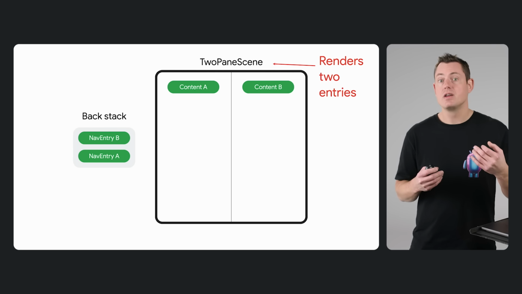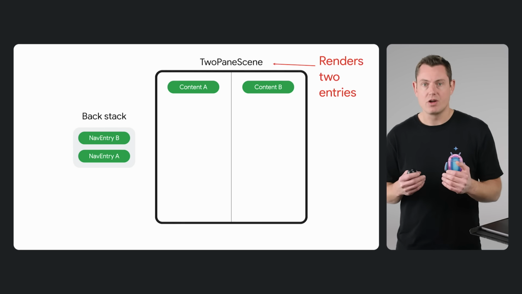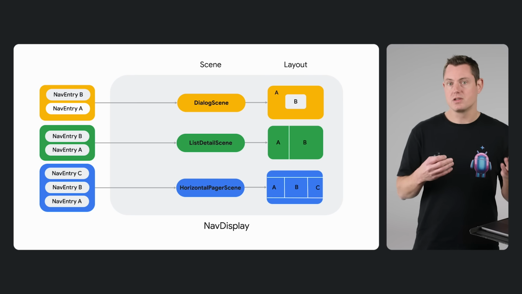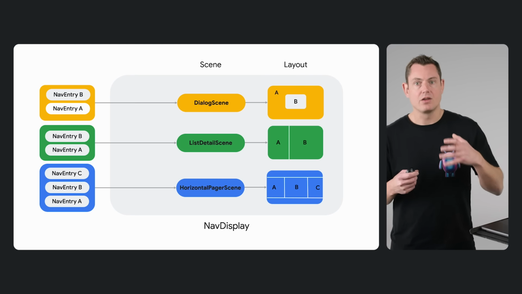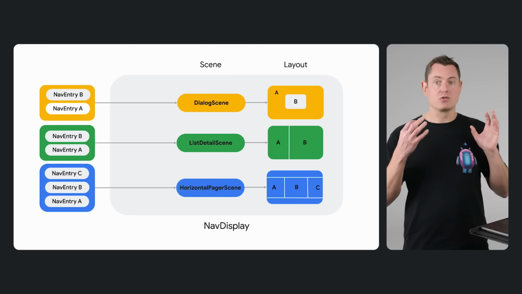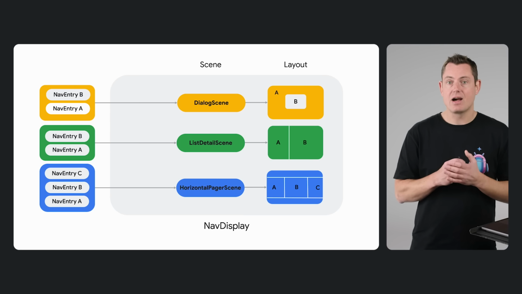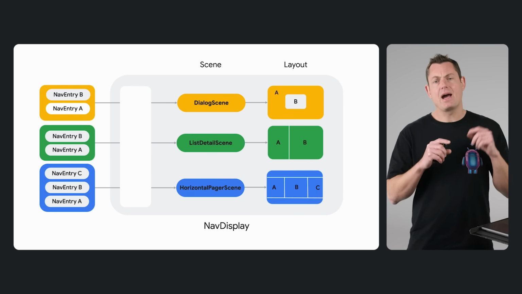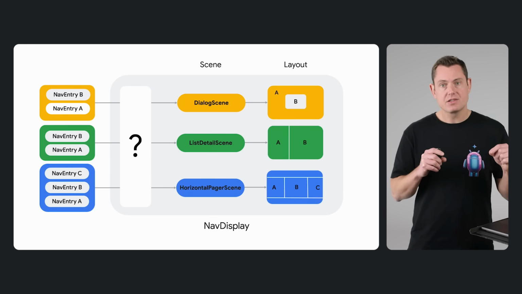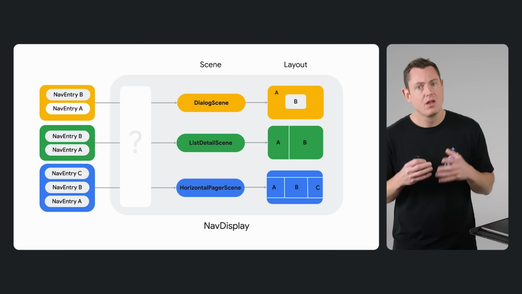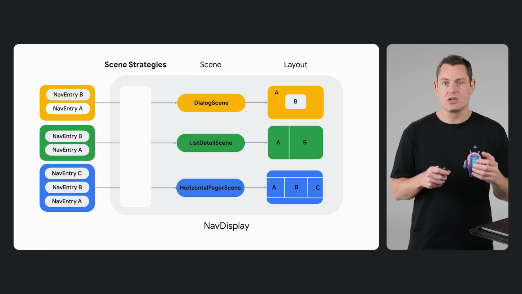Scenes allow you to define different layouts for different scenarios. So you can define scenes for showing a dialogue, a side-by-side list detail, a horizontal pager, or really any other layout that you need. But how does Nav display pick the correct scene to show the entries? This is done using scene strategies.